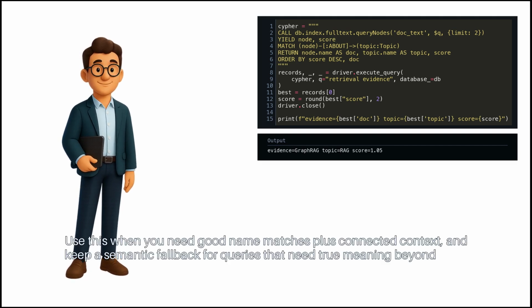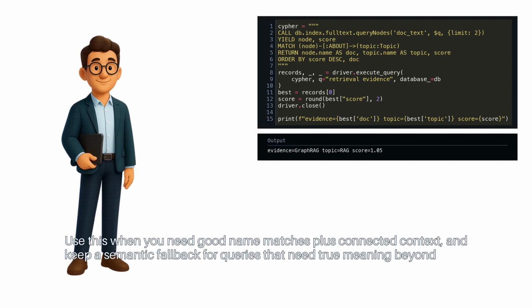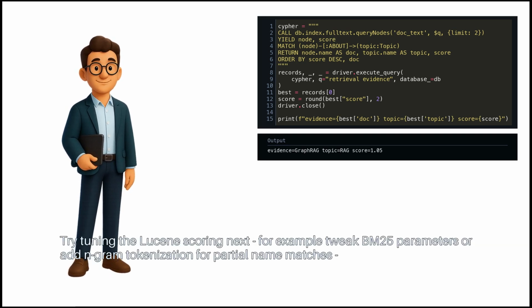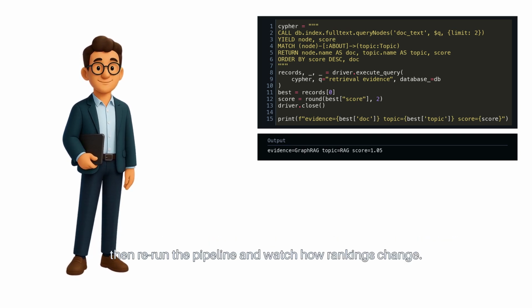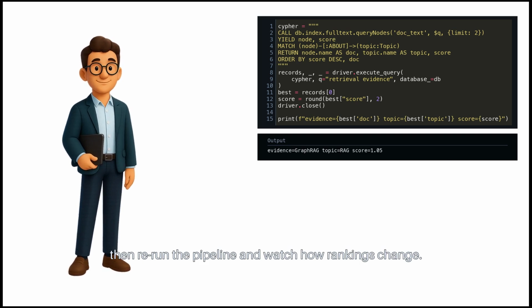Use this when you need good name matches plus connected context, and keep a semantic fallback for queries that need true meaning beyond surface text. Try tuning the Lucene scoring next. For example, tweak BM25 parameters, or add n-gram tokenization for partial name matches. Then rerun the pipeline and watch how rankings change.